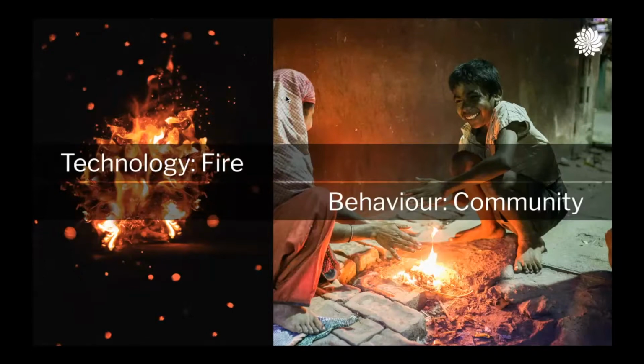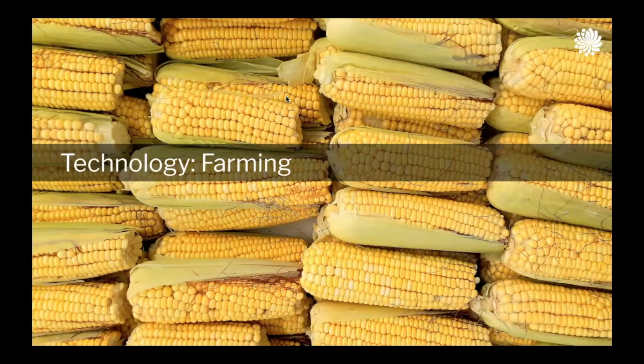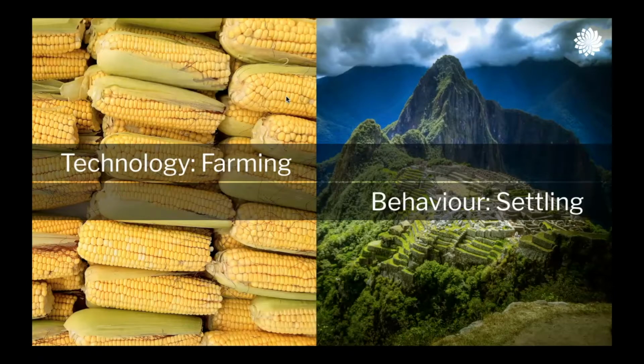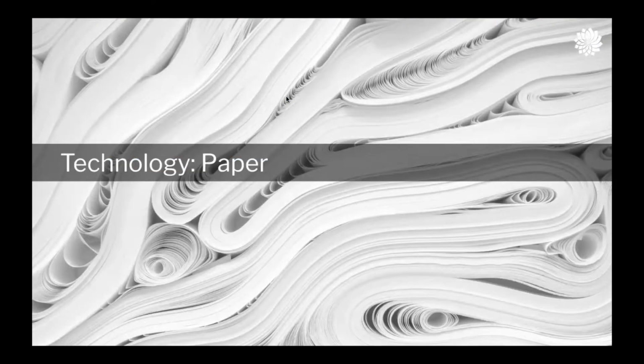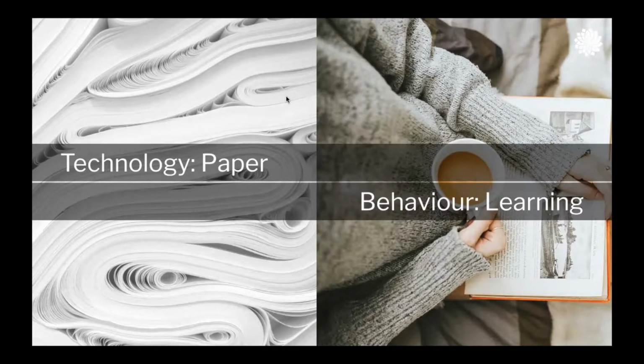Now, out of fire comes the emergent behavior of community, for example. If you look at farming as a technology, out of the technology called farming, we developed behaviors around settling and helped humans settle in previously uninhabitable places. Paper can be considered a technology, and of the many kinds of behaviors that were shaped around paper, learning was only one of them, which was enabled by paper's ability to encode and transmit and distribute knowledge and information.